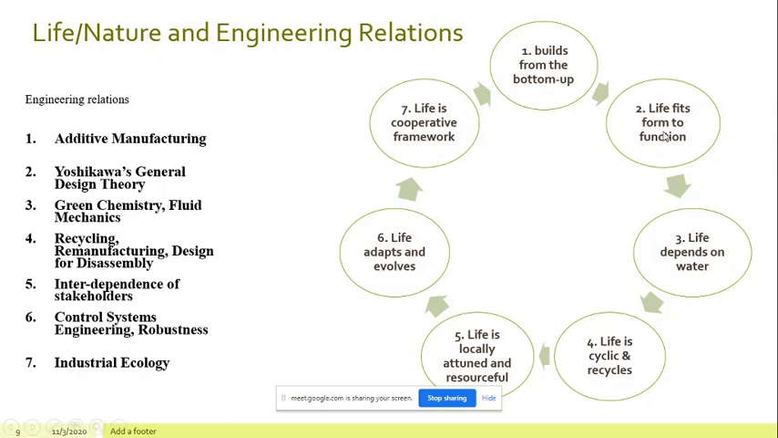Then second is life fits form to function. It refers to the use of limited materials and energy to create and execute the processes necessary to function. Here comes the theory of Lean and Six Sigma, that is Yoshikawa's general design theory. General design theory is a mathematical theory of design that gives the minimum manufacturing resources needed to manufacture any product.